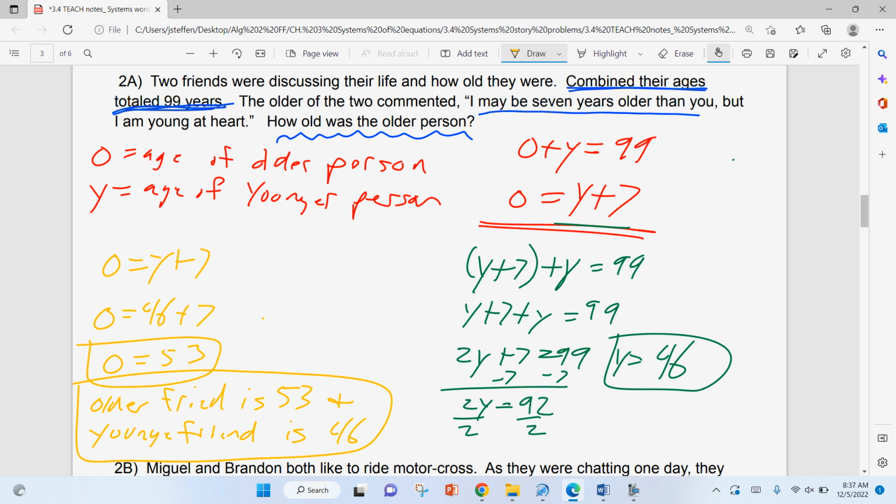And then the other bigger thing, one of the easiest things to check is, again, make sure your older person, that number should be bigger than the younger person. Again, you would not believe how many people miss this, and they just have them switched around, which isn't a huge deal, but since it's a story problem, the older person cannot be 46 and the younger person is 53. That doesn't make sense.